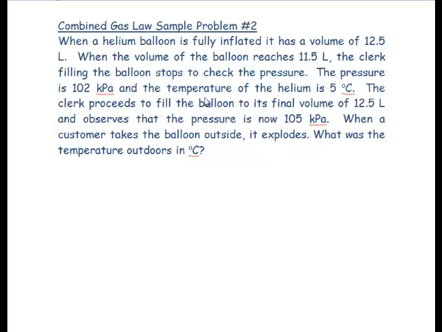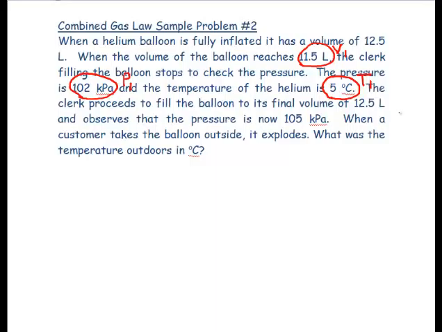Okay. The first volume of importance is this one right here, 11.5 liters. That's V1. That's the volume at which the clerk stops the filling process to check temperature and pressure. And here's the first pressure. The clerk reads a pressure of 102 kilopascals. So P1. And the temperature of the helium is 5 degrees Celsius. There's T1, but as always, remember, we're working with gases. We're going to have to make the conversion to Kelvin. Okay, I've got V1, T1, and P1.